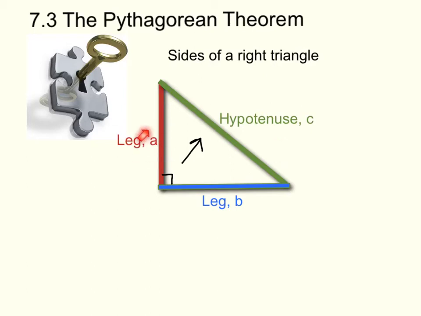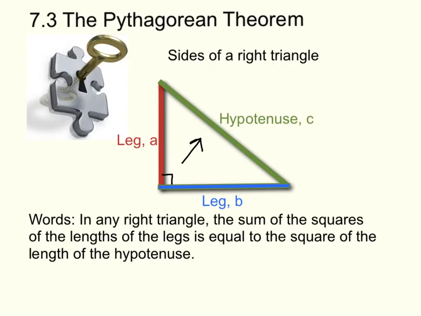So here's what you're going to do with your A, your B, and your C. In words, here is what Pythagorean Theorem says. In any right triangle, you must have a right triangle, the sum of the squares of the lengths of the legs is equal to the square of the length of the hypotenuse. Here's how it looks. The sum of the squares of the legs, which are A and B, is equal to the square of the length of the hypotenuse. So your formula that you have to memorize is A squared plus B squared equals C squared.